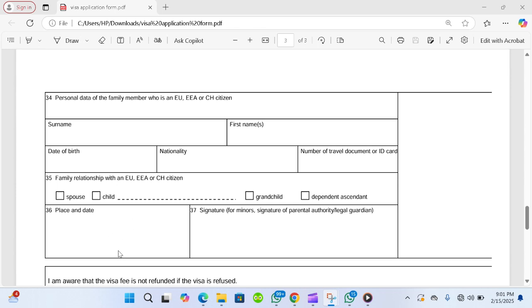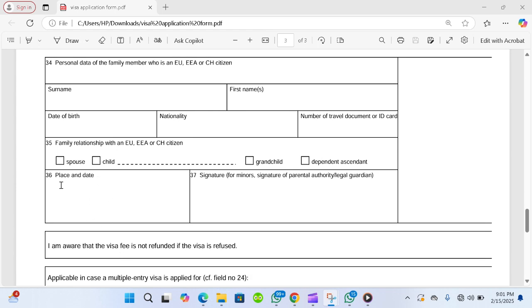Number 36, place and date. Here you write the place you did your application. If it's at Abuja, you write Abuja and you write the date. If it's in Lagos, you write Lagos and write the date. And number 37, signature. Here you sign your signature.